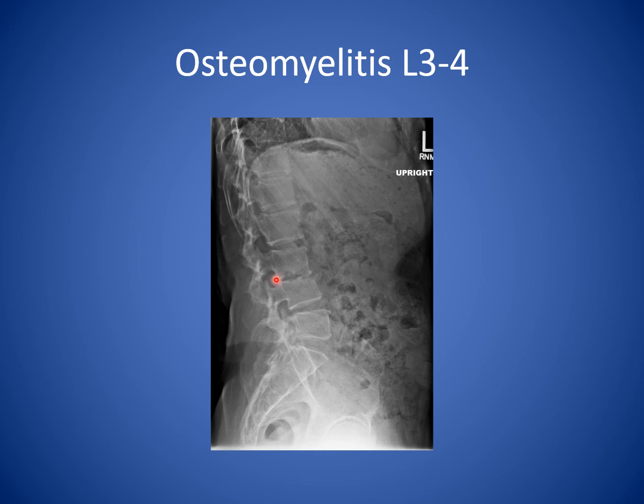Here you can see an osteomyelitis at L3-4, and if you look carefully, you'll see erosions of the end plate. You'll see indistinct margins and some angular collapse. So this patient came into the office with an osteomyelitis of L3-4.